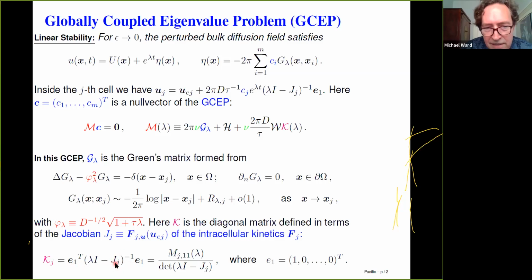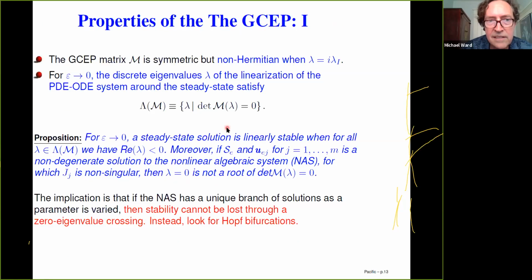So J, this guy here, is the Jacobian of the intracellular kinetics at the steady state, right? What goes in here with this W and this H are the permeability parameters. This is written better in the next slide. So this GCEP matrix is a symmetric matrix, but it's not Hermitian when I'm looking for a Hopf bifurcation, okay?